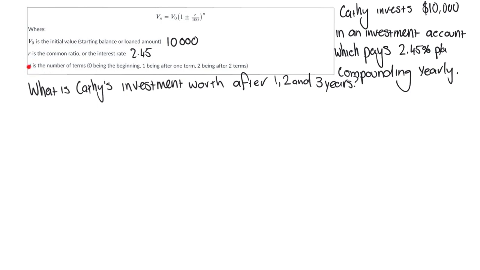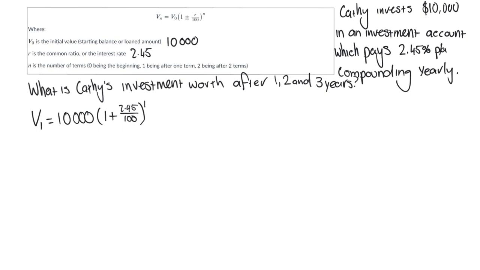So we're going to do this a few times. First of all, we'll work out how much is the investment worth after 1 year. So in this case, we're going to substitute 1 into the spot where N is. Let's have a go. So V1, so I'm working out after the first year. So V0, that's going to be 10,000. Then we're going to multiply that by 1 plus. Now this is an investment, so it's going to grow, so I'm using a plus. 2.45 over 100, all to the power of 1.